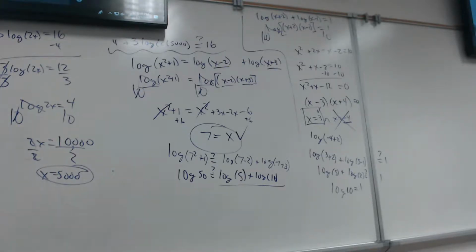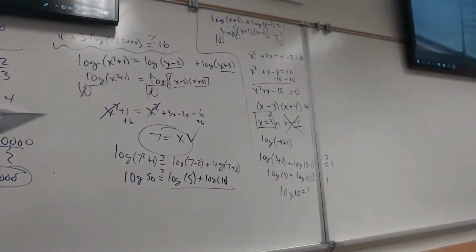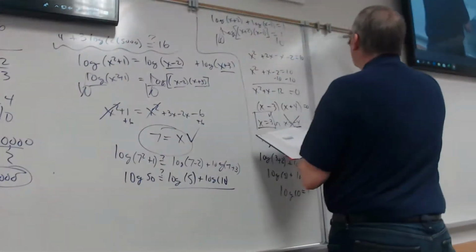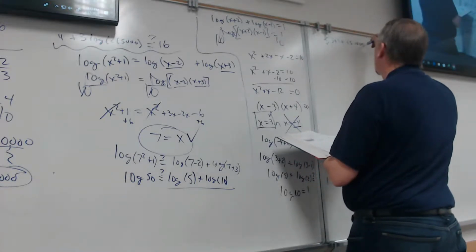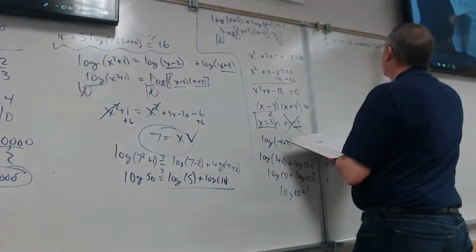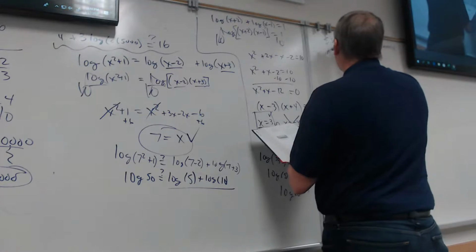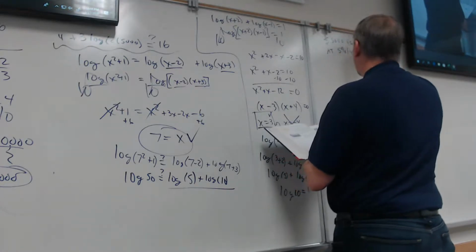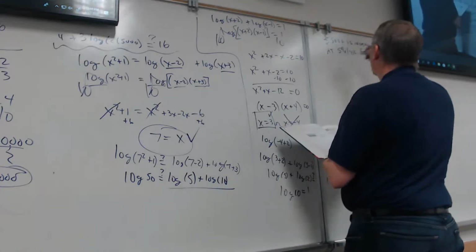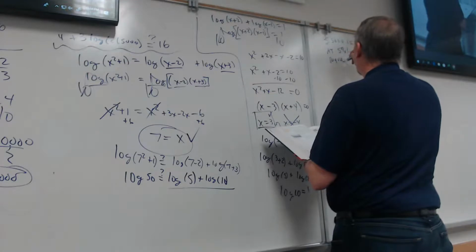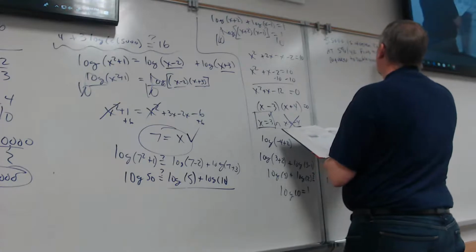All right, let's do one more just for fun. See how good you guys are. Let's say that $5,000 is invested continuously at 5% per year. Find the time required to double your money.